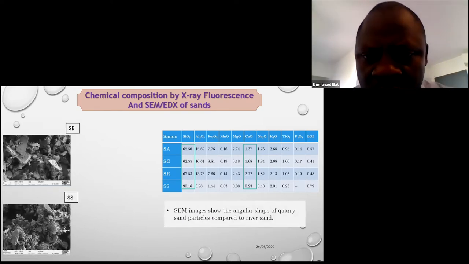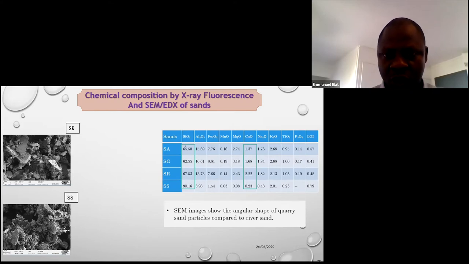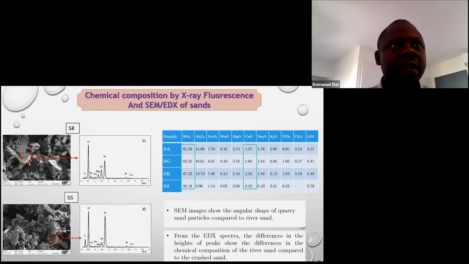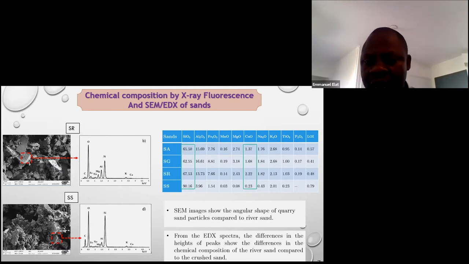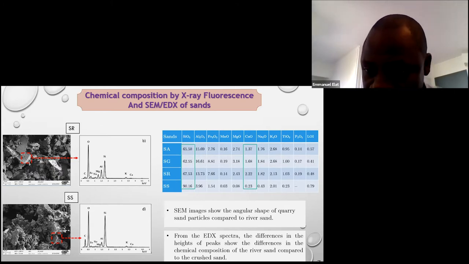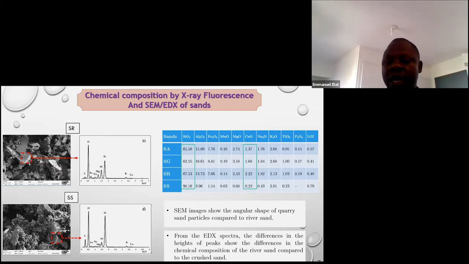We can see that all sands are mainly composed of silica, but all crushed sand has more silicon than the river sand. The SEM images show that grain shapes of quarry sands are angular compared to river sand. From the EDX spectra, the difference in the height of peaks shows the difference in the chemical composition of the river sand compared to the crushed sand.